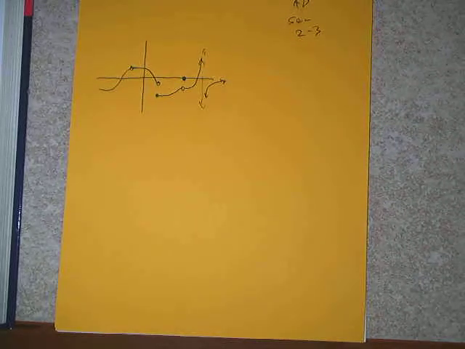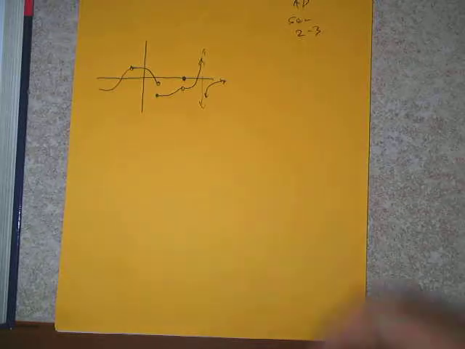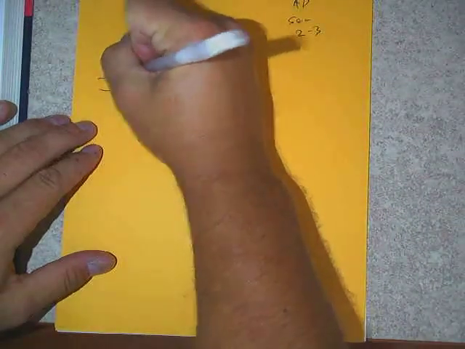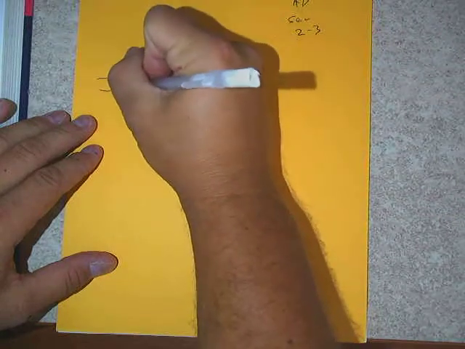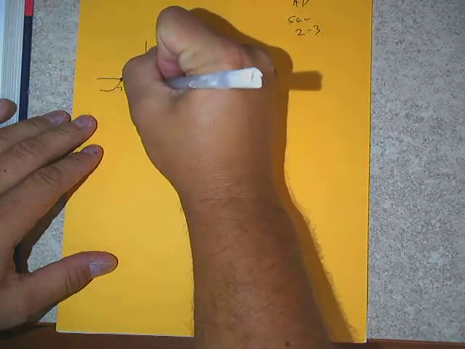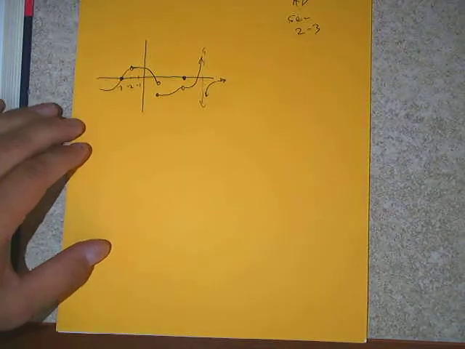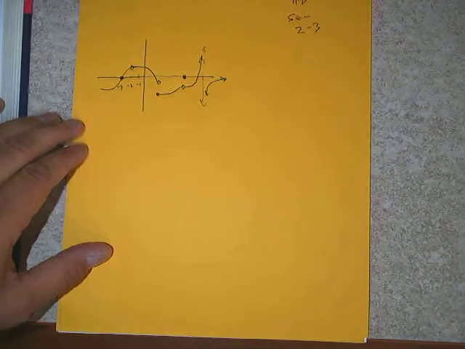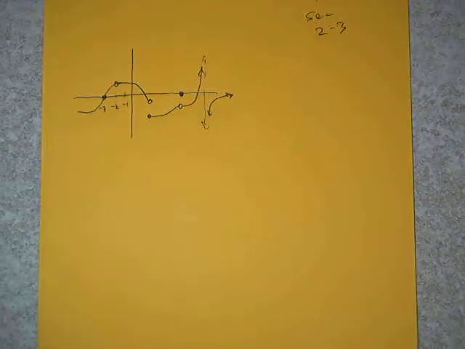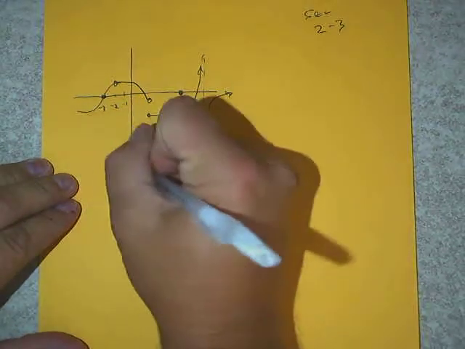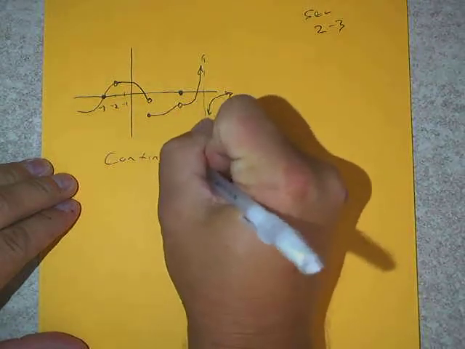So if we look at any point on this graph, let's start with this point right here, and we'll just say for argument's sake that that's negative 3. So we'll say that's negative 2, negative 1. So we'll start with the left side here. If that's our negative 3, and we want to know, is this function continuous at that point? We'll answer the question after I lay out the three criteria for continuity at a point.